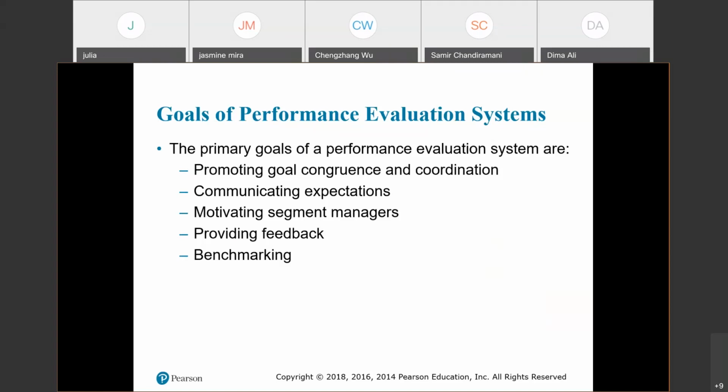And lastly, benchmarking. Performance evaluation results are often used for benchmarking, which is the practice of comparing the company's achievements against the best practice in this industry. Companies also benchmark performance against the subunit's past performance. Historical trend data could help managers assess whether their decisions are improving or adversely affecting subunits' performance.